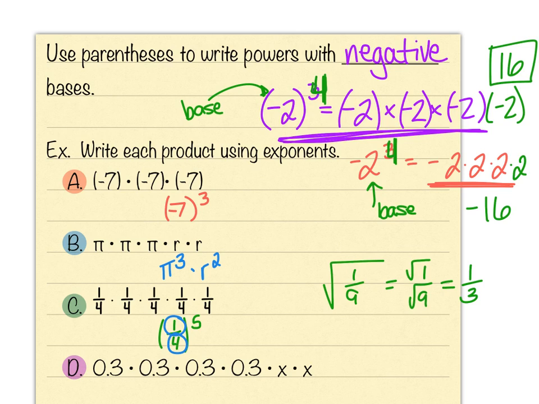And then the last one here, D, we've got 0.3, and that's raised to the 4th power. You can choose to put parentheses around that if you want to. You don't really have to there because it's not negative. And then we've got x to the 2nd power.